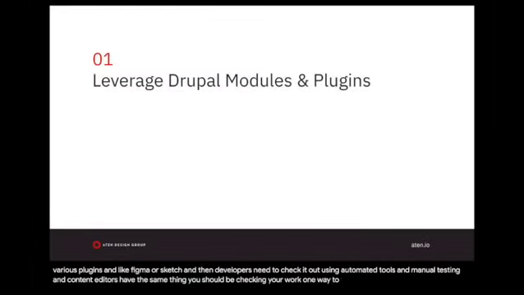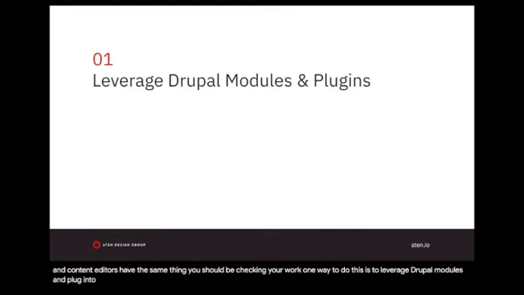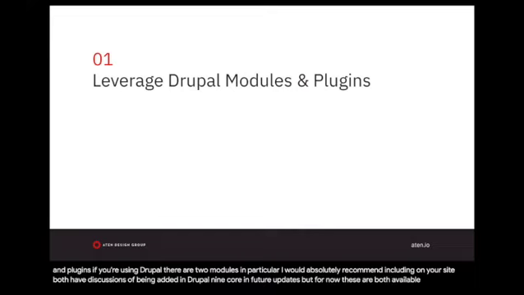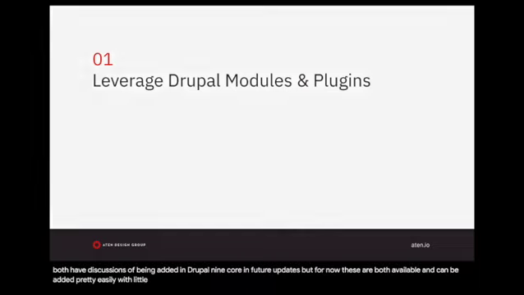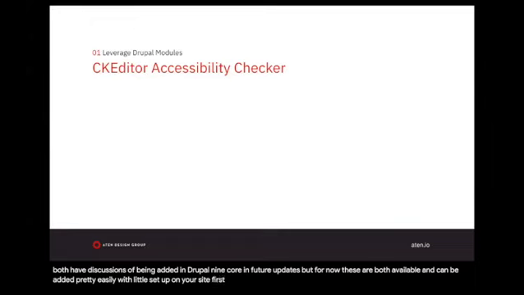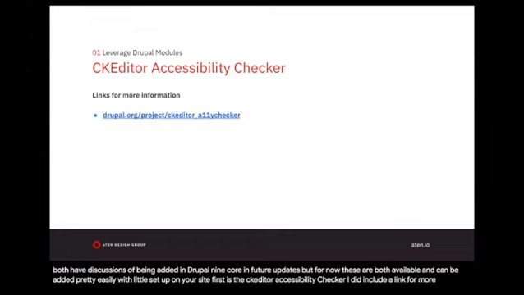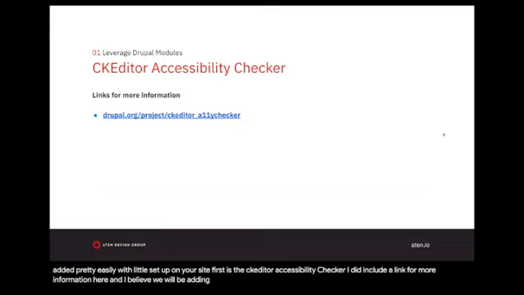One way to do this is to leverage Drupal modules and plugins if you're using Drupal. There are two modules in particular I would absolutely recommend including on your site. Both have discussions of being added in Drupal 9 core in future updates, but for now, these are both available and can be added pretty easily with little setup on your site. First is the CK Editor Accessibility Checker. I did include a link for more information here, and I believe we will be adding that in the chat so you can get some information regarding that.